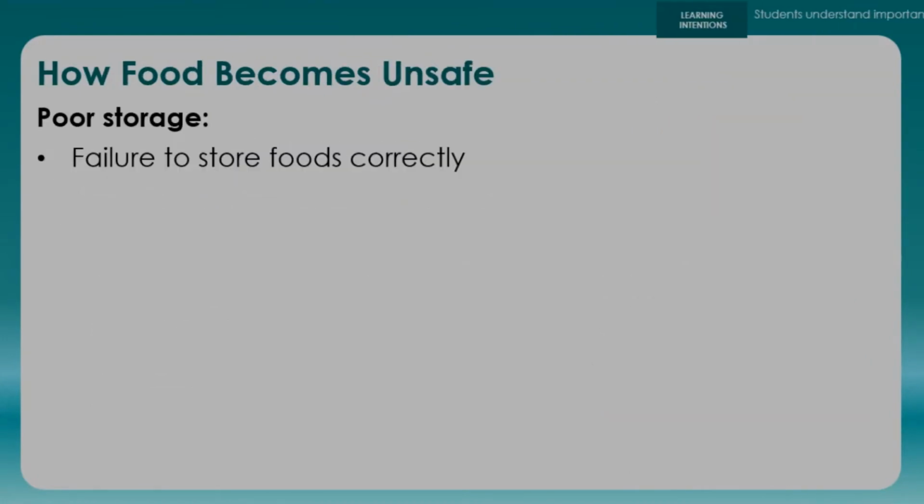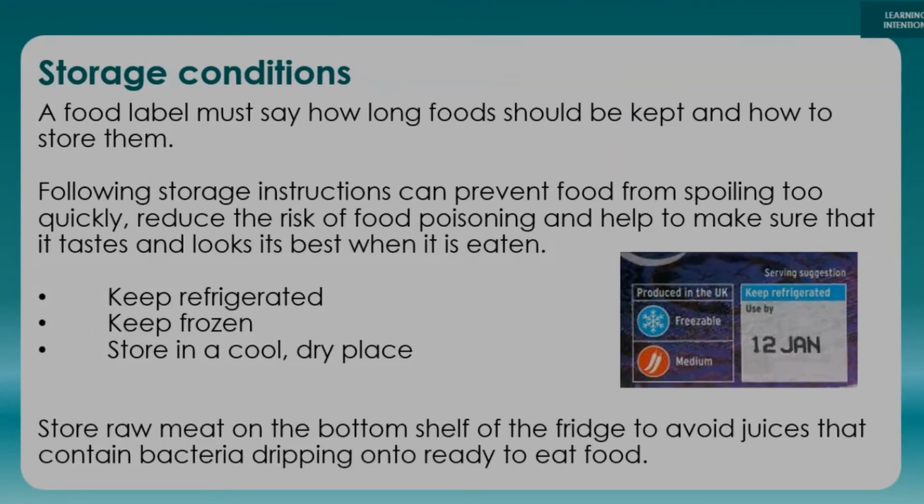We could also store our food incorrectly. So you'll see on food labels, they'll tell you how to store it. It says keep refrigerated, that means you keep it in the fridge. It says keep frozen, that means keep it in the freezer. And if it's stored in a cool, dry place, that means you keep it in the cupboard, away from light and away from any moisture.